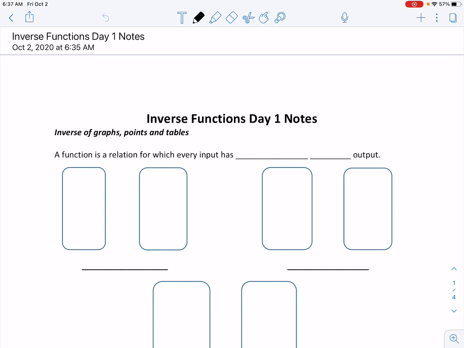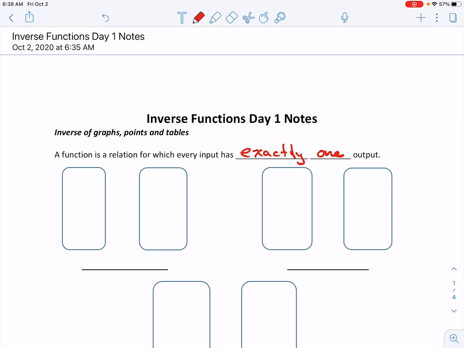All right, we're starting a new unit on inverse functions. A function is a relationship for which every input has exactly one output. So every time you put a number in, one number comes out. An example of that can be done here with a mapping, where we map one number to another number.